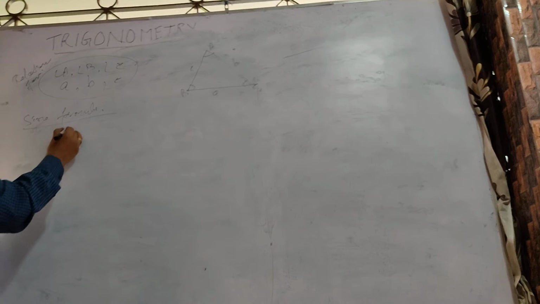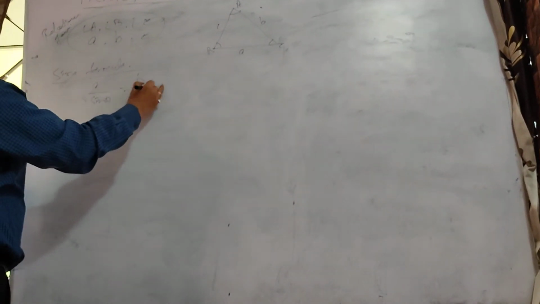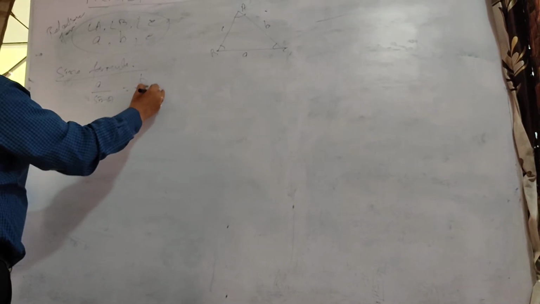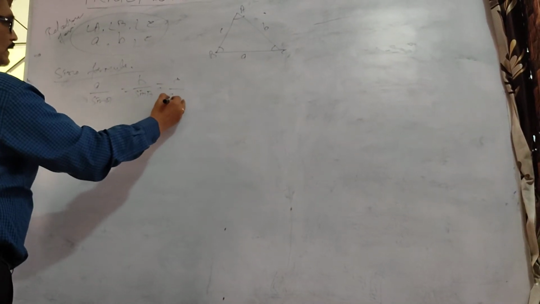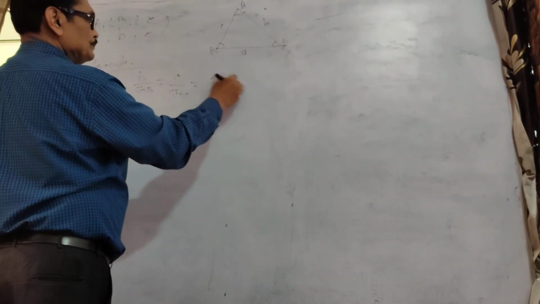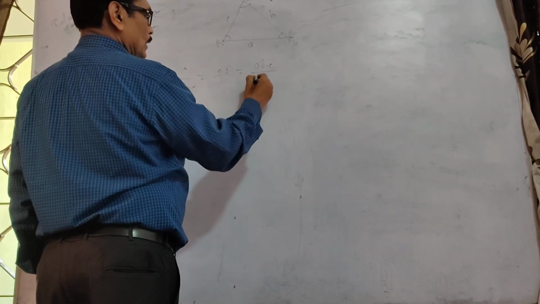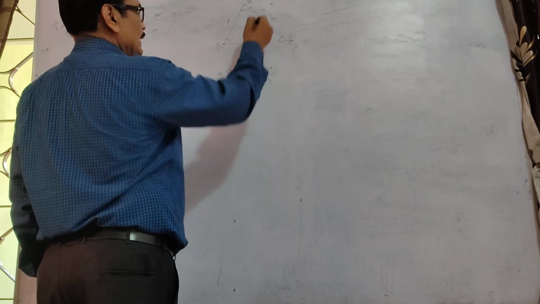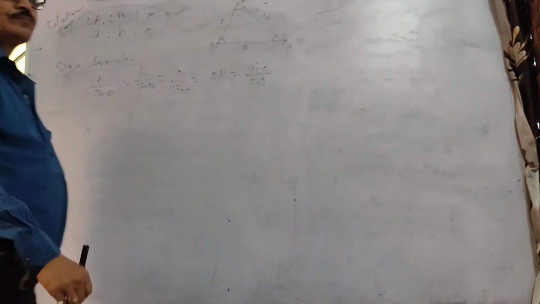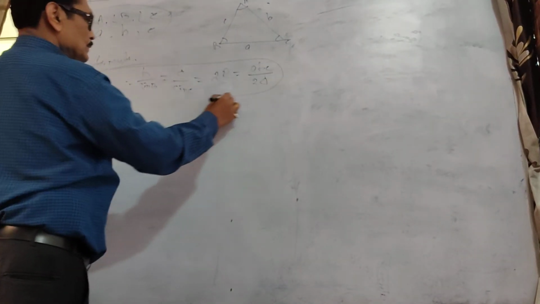That is a by sin A is equal to b by sin B is equal to c by sin C is equal to 2R, equal to abc upon twice the area of the triangle. For solving so many problems, we will use this one tool.